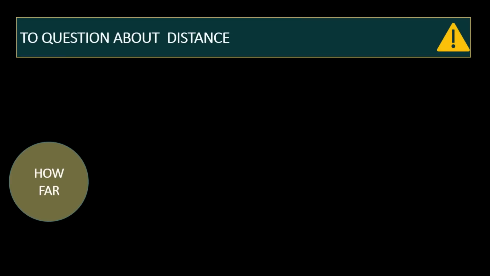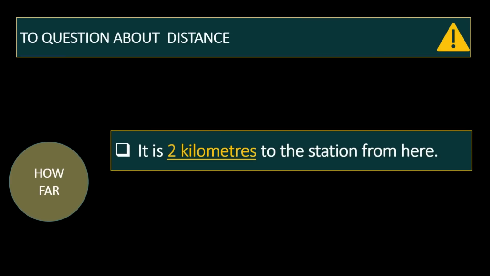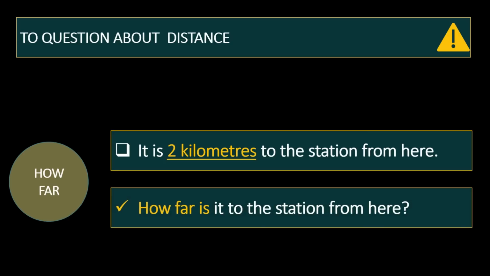Now one more thing, how far. This can be used to talk about distance. Look at this example. It is 2 kilometers to the station from here. So especially when we talk about the distance between two places. It is 2 kilometers to the station from here. The question can be this: how far is it to the station from here?